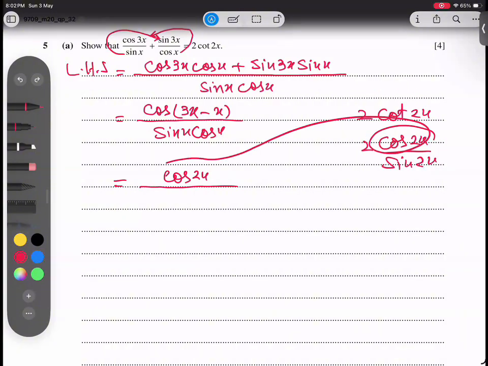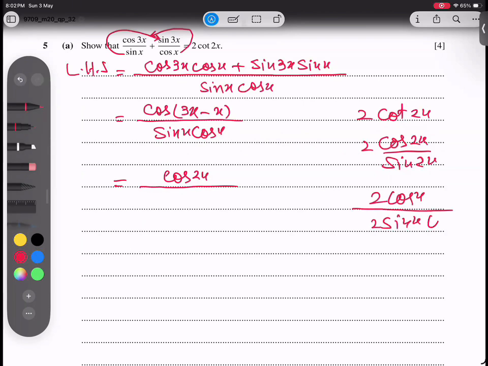Does the upper part match? Yes, it matches. But this does not match. But if you look carefully, if you expand the lower part, I'm getting 2 sin x cos x. And this double x we have already. And this is how I'm getting 2. Okay, 2 is clear. So basically this 2 cancels out and we get the same shape here.